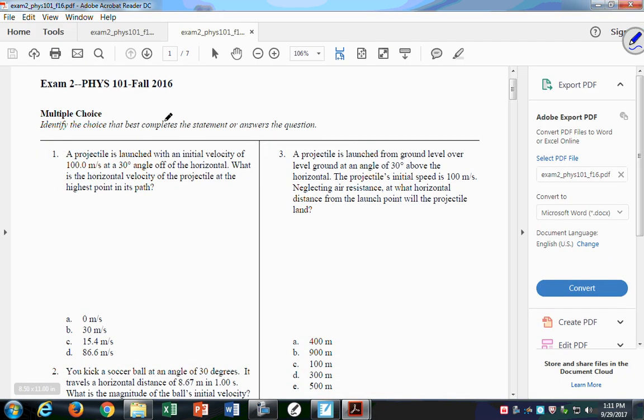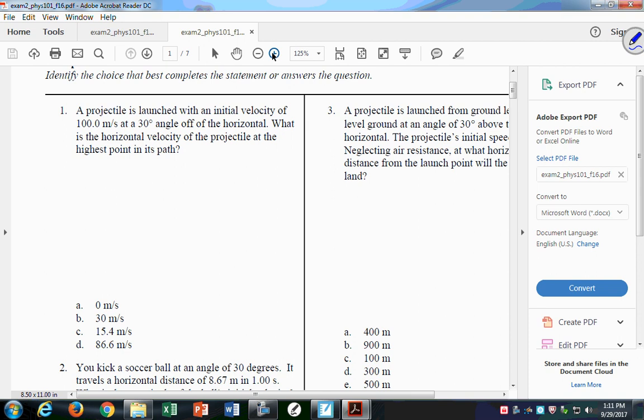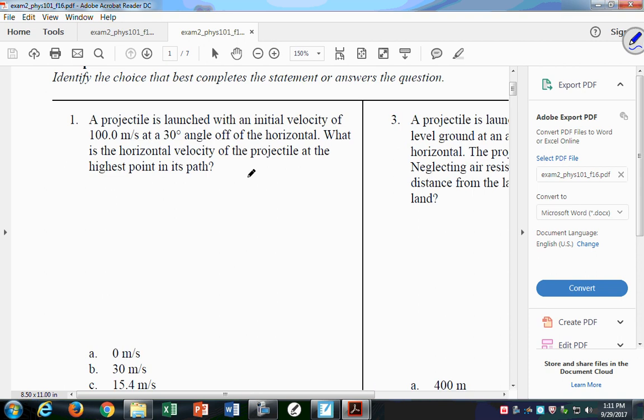Okay, here's number 1. That's a lot like the one that we just worked. Sorry, y'all don't have this, do you? Blow up a little bit. It says a projectile is launched with an initial velocity of 100 meters per second at 30 degrees. I'm not going to work through this one. I'm just showing it to y'all, because it's just like the one that we worked. Oh, wait, no, that's not what I worked, actually. If I want to know the horizontal velocity of the projectile at the highest point in its path, how would I find that? How would I find the horizontal velocity of the projectile at the highest point in its path?